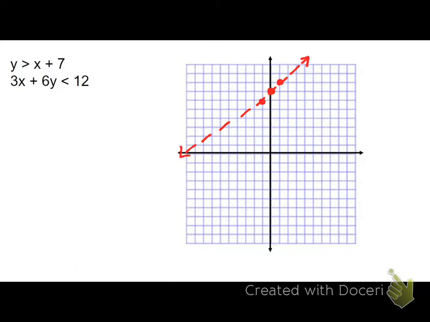And what's my inequality sign? Greater than, so I'm going to shade above. Good. Now, the problem with my second inequality is what? Not in slope-intercept form. Good. So we are going to have to get this y by itself. How do I do that?